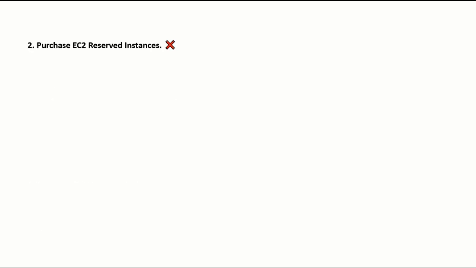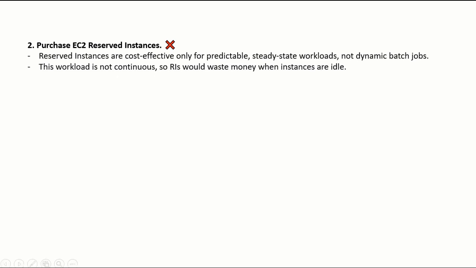So, purchase EC2 reserved instances. Reserved instances are cost effective only for predictable steady state workloads, not dynamic batch jobs. Okay. This workload is not continuous, so RIs would waste money when instances are idle. Okay, so reserved instances will waste your money when the instances are idle. Actually the job will not be running all the time. Okay, so it will waste your money. They are also cost effective, but not as much as spot instances.